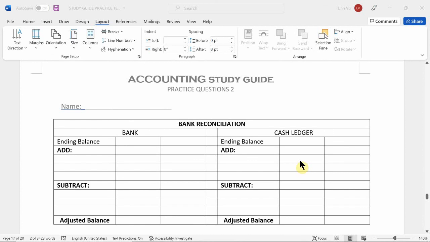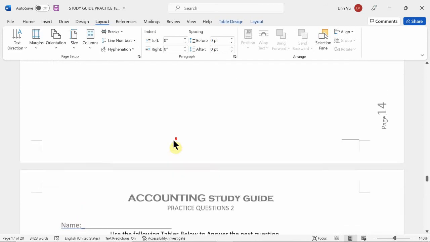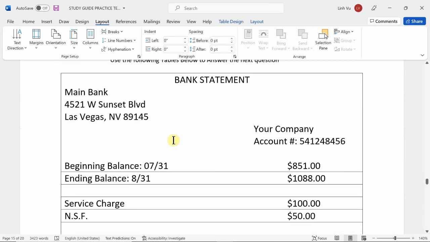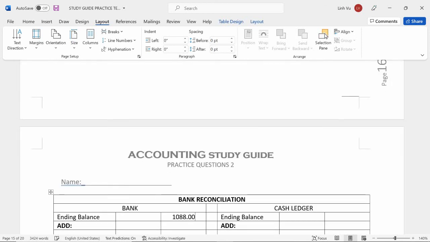So let's go ahead. Which side do you want to do first? Do you want to do the bank or the cash side? Bank. Let's do the bank. Okay, so let's start off with the ending balance in our bank account. You're going to take a look at your bank statement. What is the ending balance? 851.800, that's your beginning balance. Ending, 1088. Okay, so 1088.